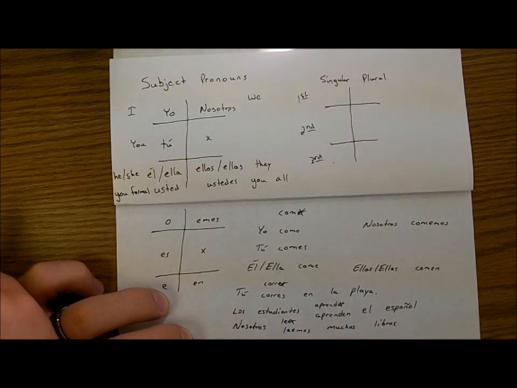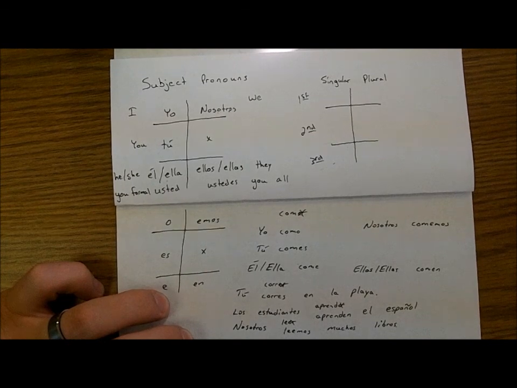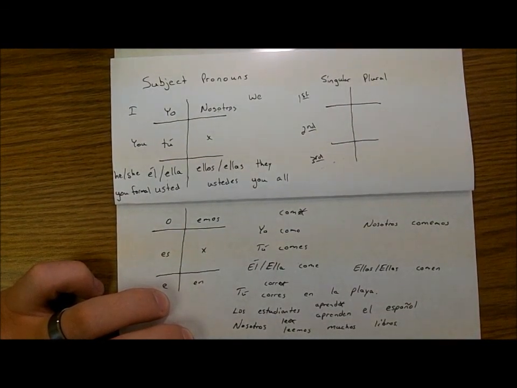And that is how you conjugate ER verbs. Next, we're going to move on to IR verbs.